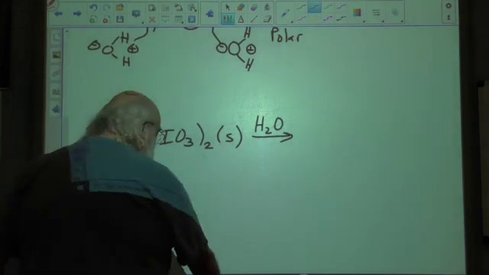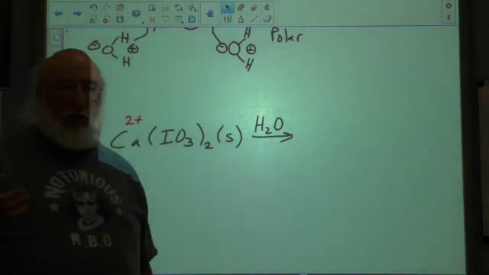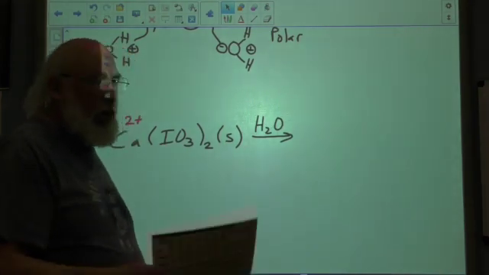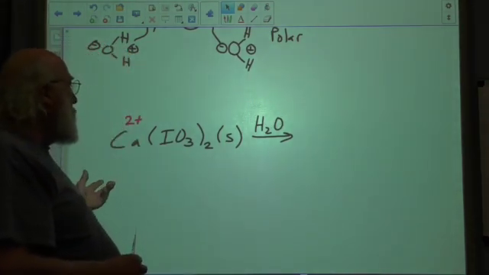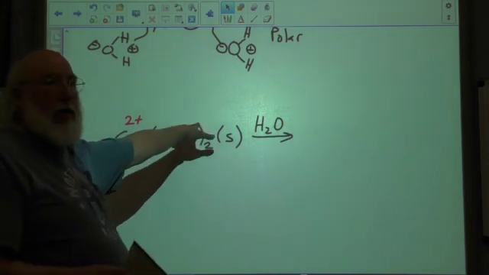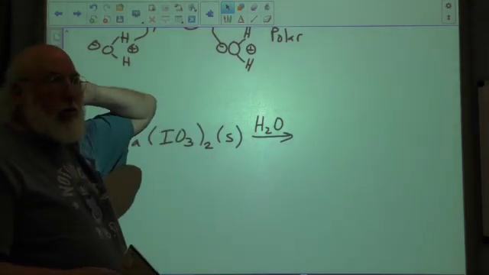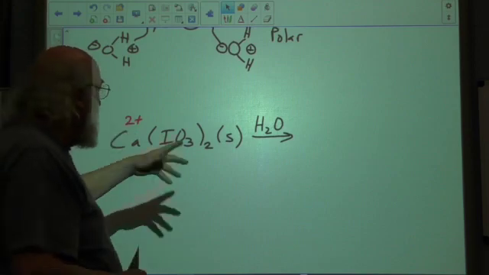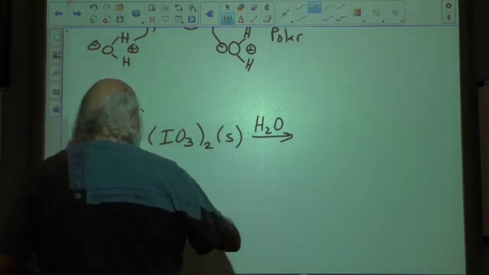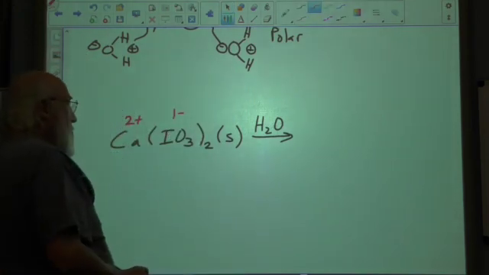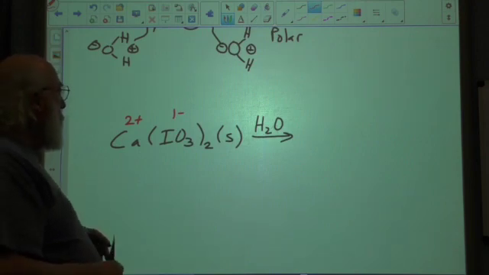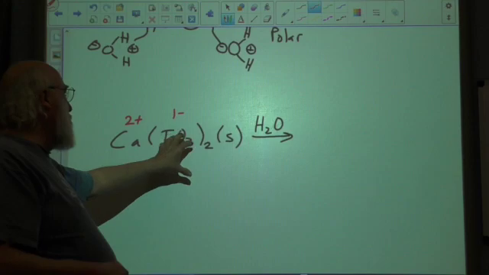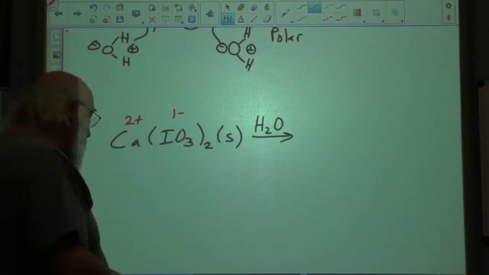Now, for the next one, you have to go to your polyatomic ion chart. I've included a link for that in your Google Classroom. And you will need to find IO3 in that polyatomic ion chart. And then you'll see that that is a charge of 1 negative, or negative 1. So that means the water is going to attach itself to 2 of these ions for every 1 of these calcium ions right here.